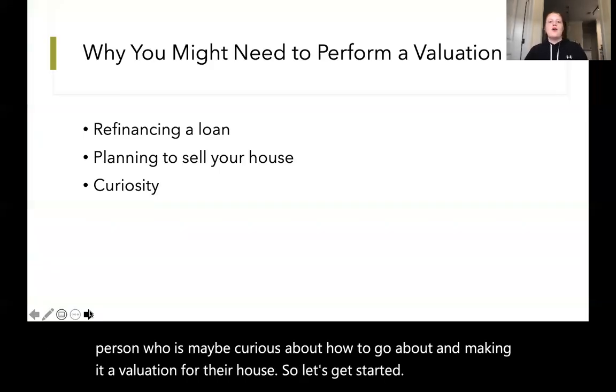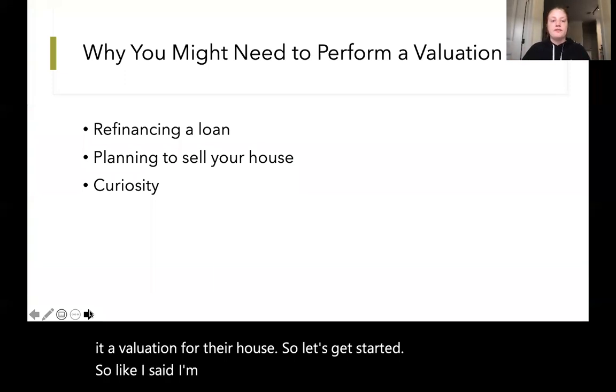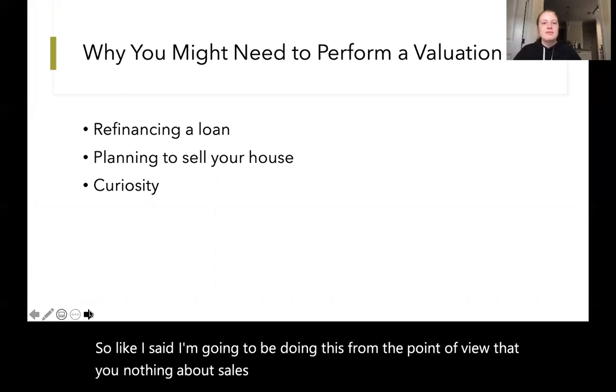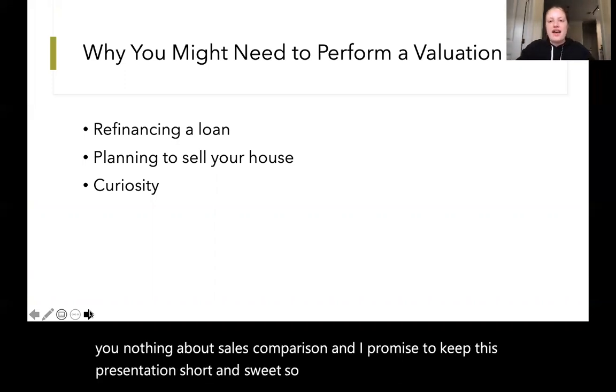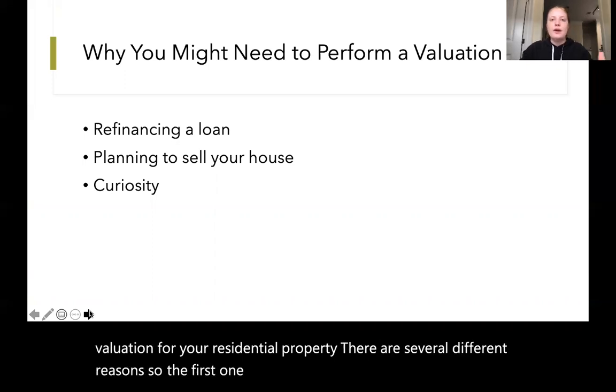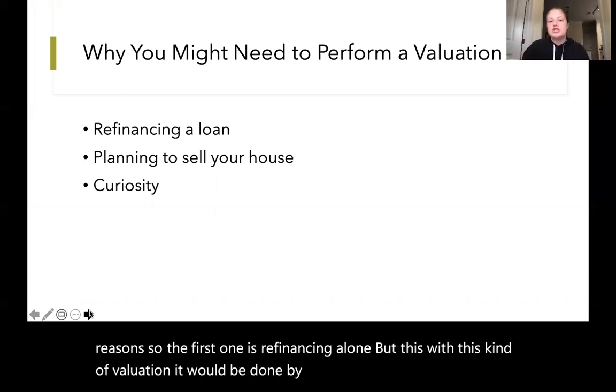So, like I said, I'm going to be doing this from the point of view that you guys know nothing about sales comparison. And I promise to keep this presentation short and sweet. So, why might you want to perform a valuation for your residential property? Well, there are several different reasons. The first one is refinancing a loan, but with this kind of a valuation, it would be done by an appraiser. So, why would you want to do it yourself?